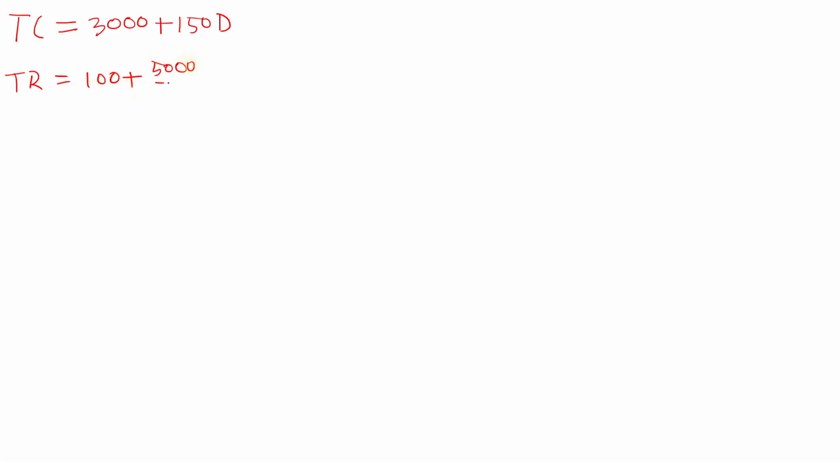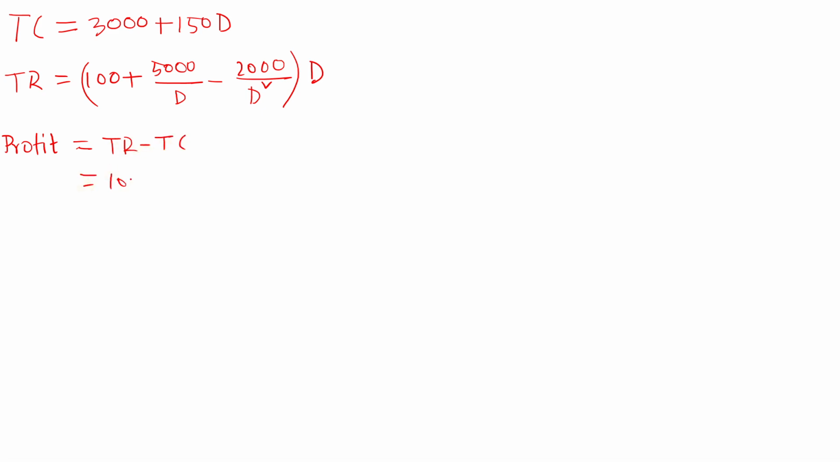So the total cost: the fixed cost was given 300, and then the unit cost was given 150. The total revenue this time is going to be the price times the demand. So this is the price in this case, not a straight line, it's a curve, second degree curve, times the demand, like that. So the total profit would be simply you subtract the total cost from the total revenue. That will give you the total profit.